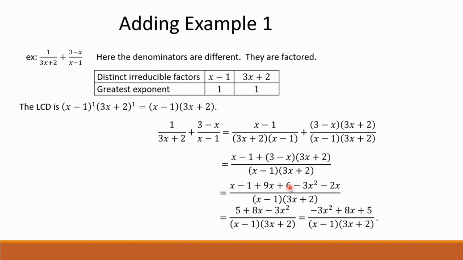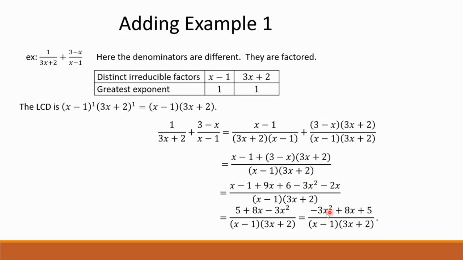So we have here 9x plus 6 minus 3x squared minus 2x. See, I'm just FOILing it. And now we add by combining like terms. And when you do that, you get this. You actually get this here, but what I did was I rewrote it this way, as you can see. But now we want to simplify this.